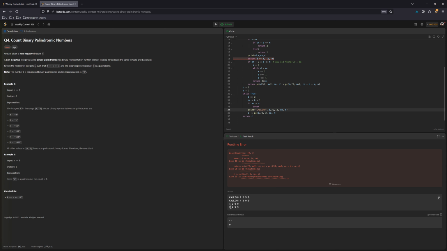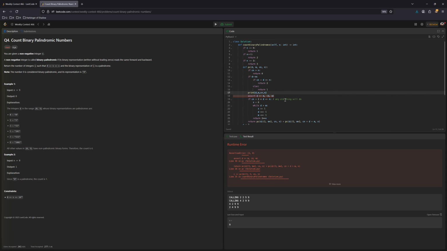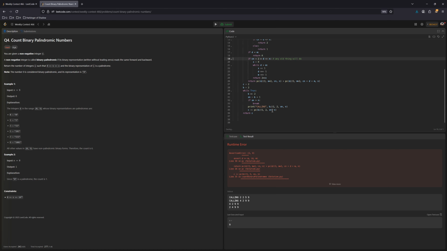Or wait, this is... Did I flip these or something? No. No. Okay, this needs to be a base case. It's not an assertion. If D is lesser than M, then return 0. We are done.